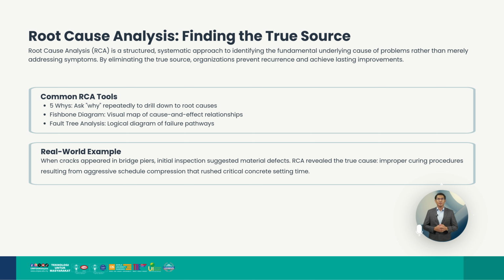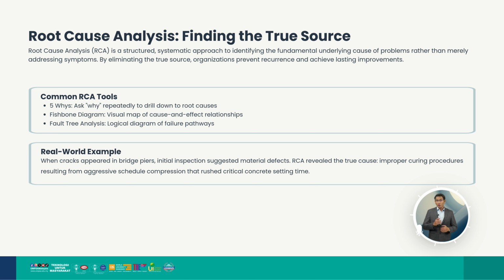There are several tools commonly used in RCA, such as the 5 whys method, where a team repeatedly asks why until they reach the underlying cause, and the fishbone or Ishikawa diagram, which helps organize possible causes into categories such as methods, machines, materials, manpower, measurements, and environments. Another approach is fault tree analysis, which uses a logical sequence to trace the origins of a problem.